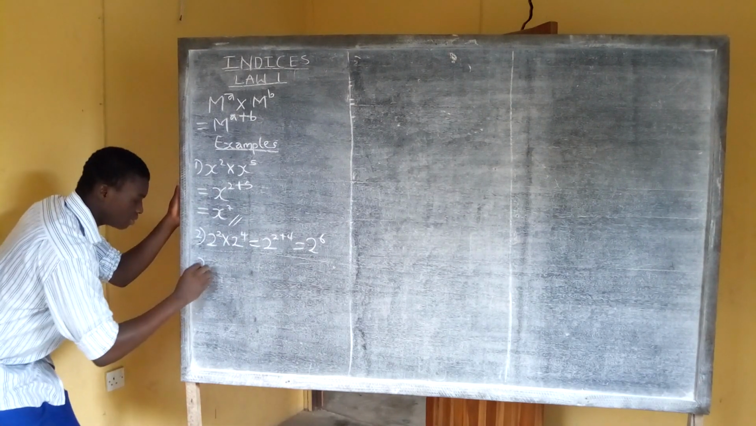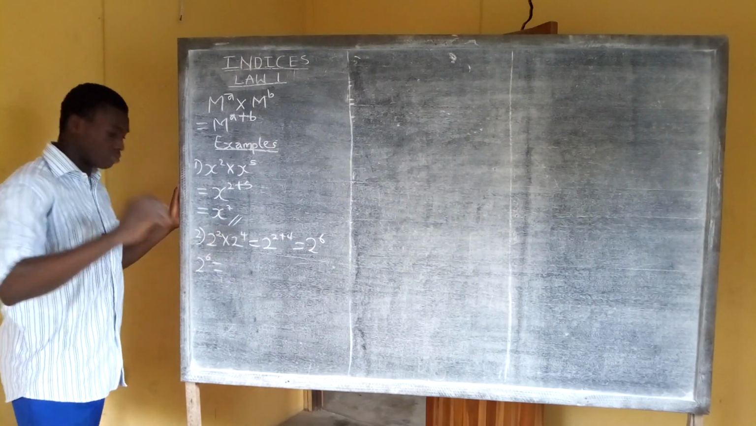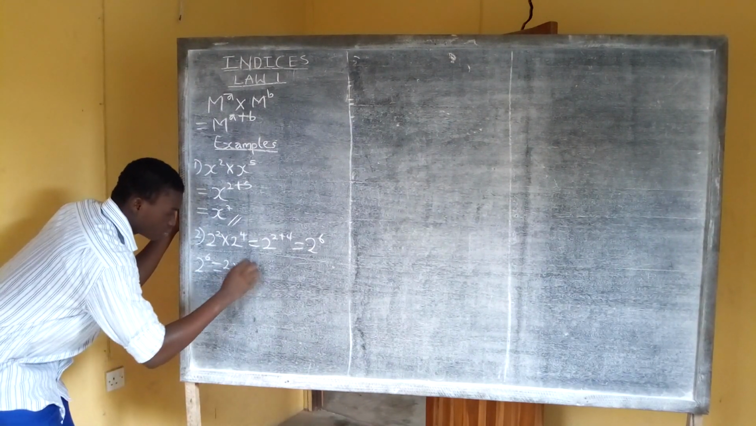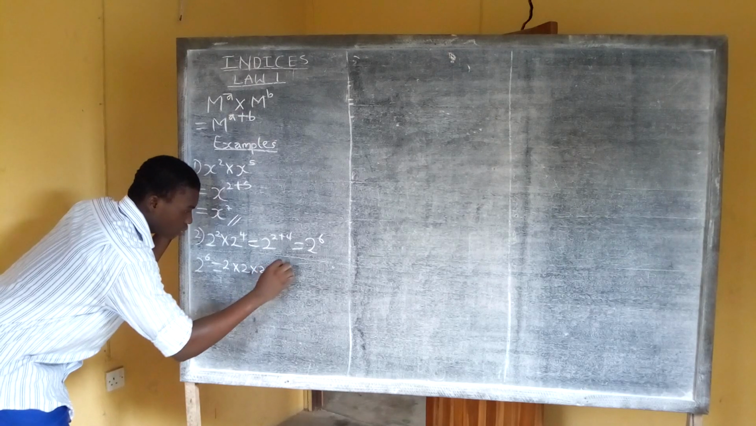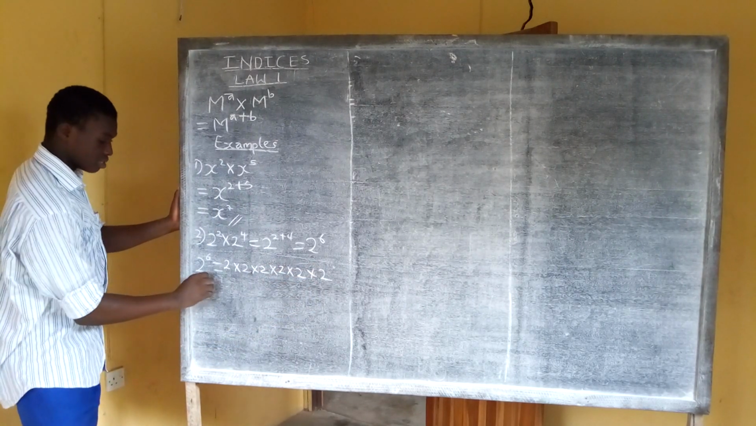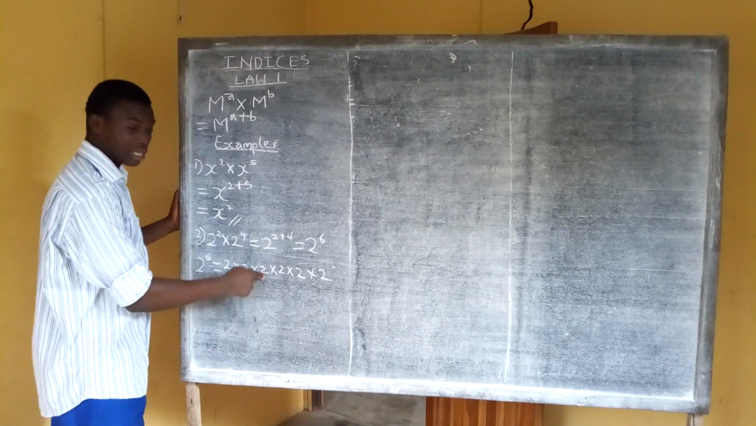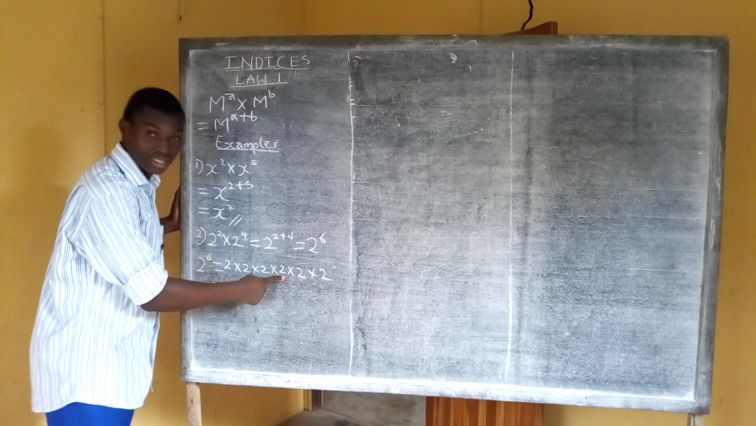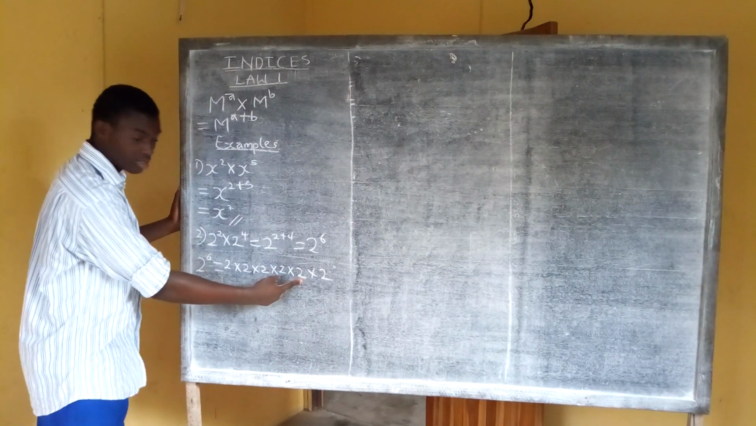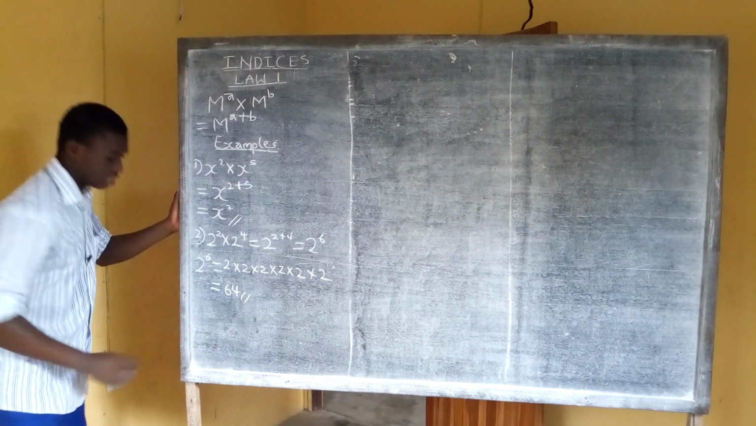So you simplify 2 raised to 6, which is the same thing as 2 multiplied by itself in 6 places. That is 2 times 2 times 2 times 2 times 2 times 2. Now what will this give us? 2 times 2, that is 4. 4 times 2, that is 8. 8 times 2, that is 16. 16 times 2, that is 32. 32 times 2, that is 64. So our final answer here is 64.